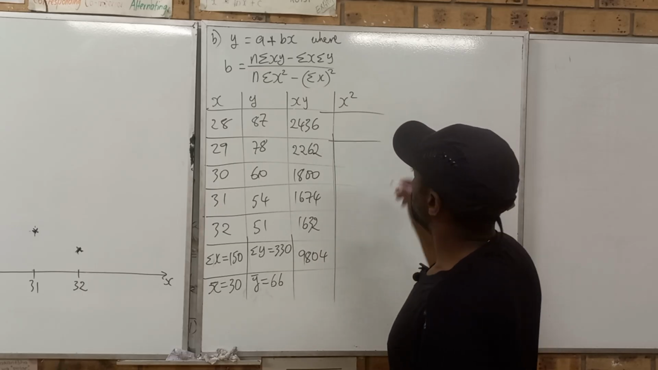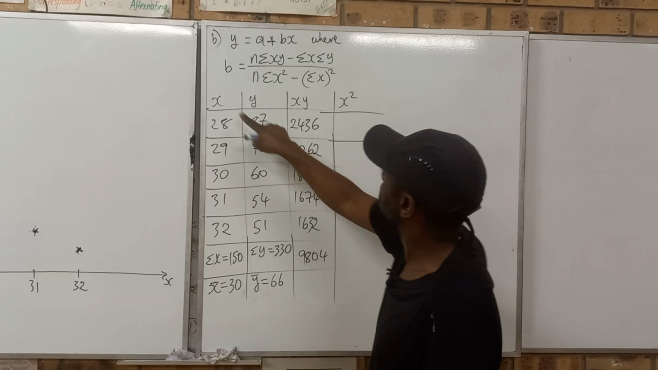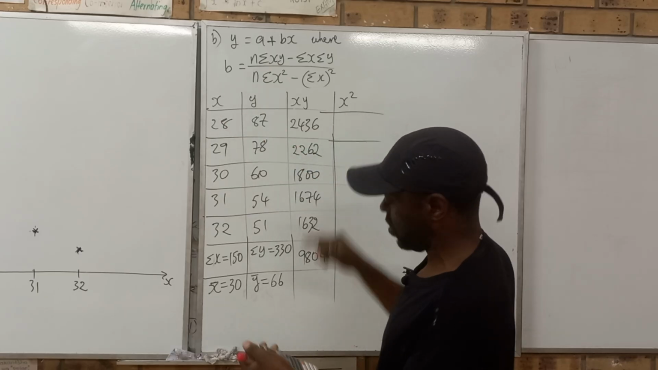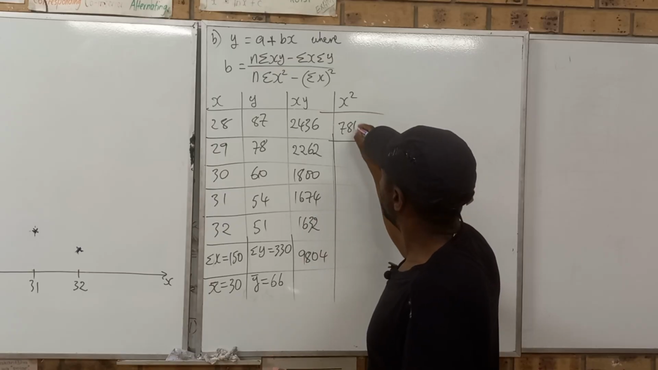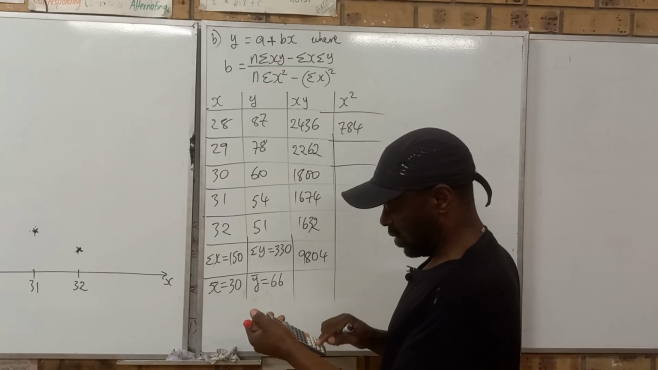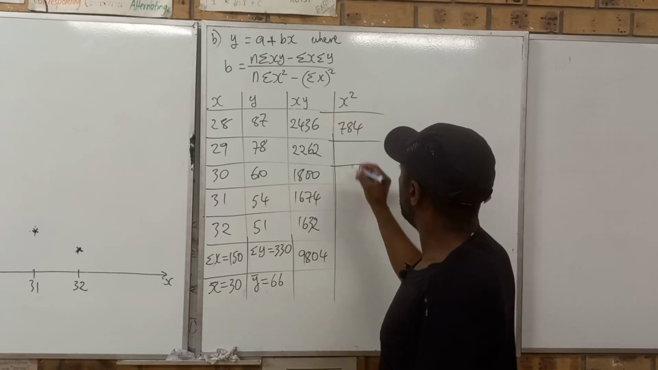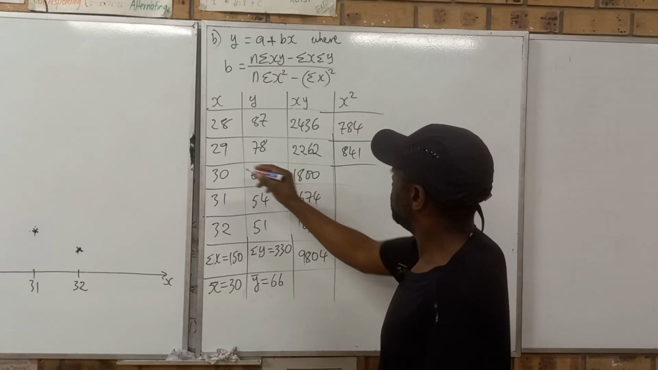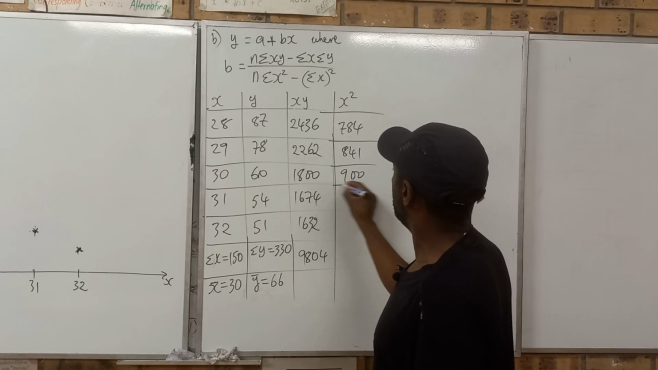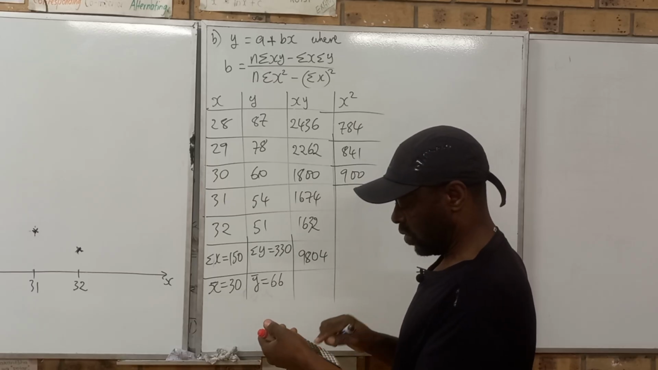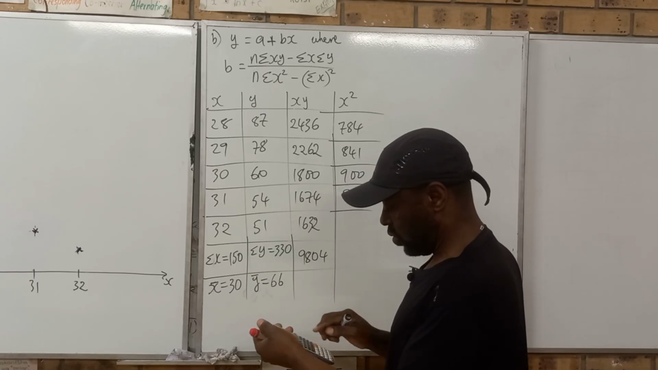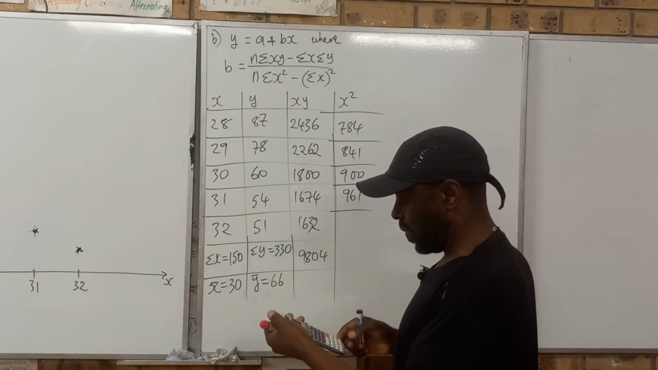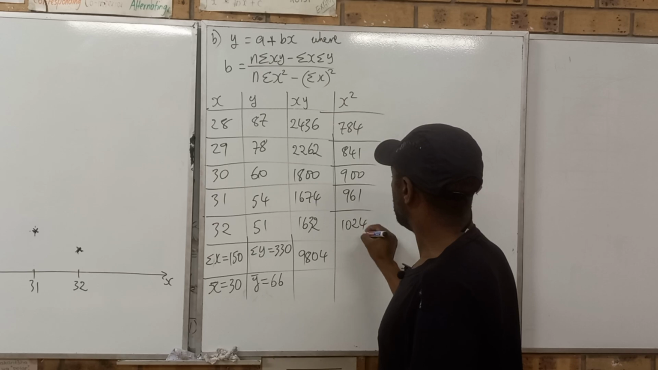Then we'll go to x squared. X squared means I take the x values and I square them. So 28 squared gives me 784. 29 squared gives me 841. 30 squared should be 900. 31 squared should be 961. 32 squared gives me 1024.